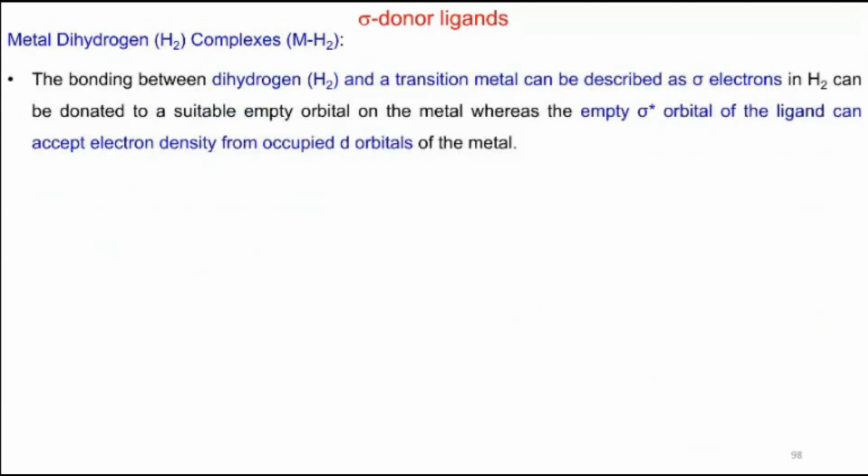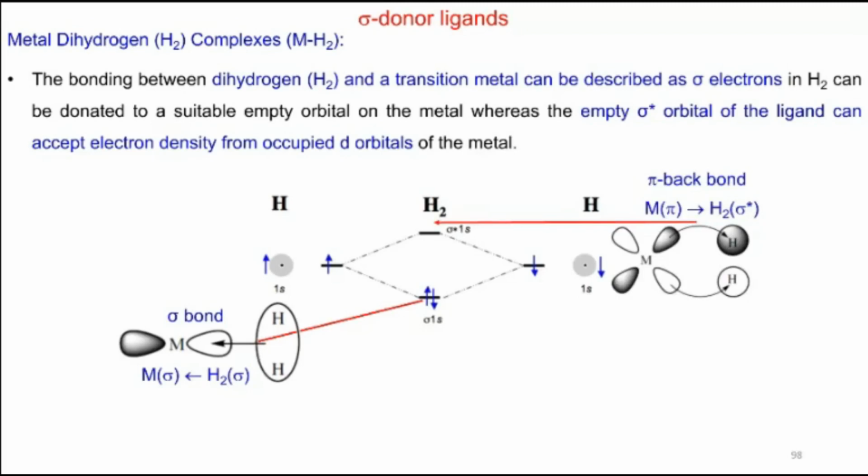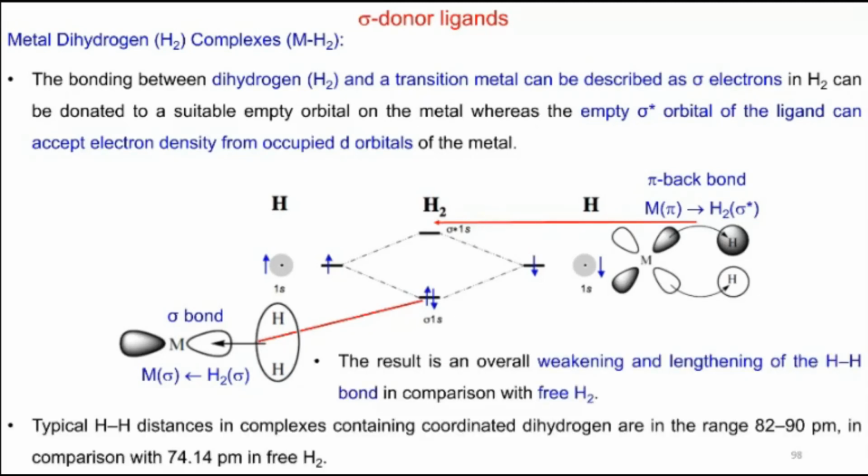Okay, now we move to another ligand called dihydrogen, H2. So H2 means two hydrogen atoms combined together to form an H2 molecule. Therefore, the MO diagram will have a sigma and anti-bonding orbital. So you can see a pair of electrons present in the sigma orbital, which can be donated to the metal center to form a sigma bond, and you can see an empty sigma star orbital, which can be utilized for pi accepting.